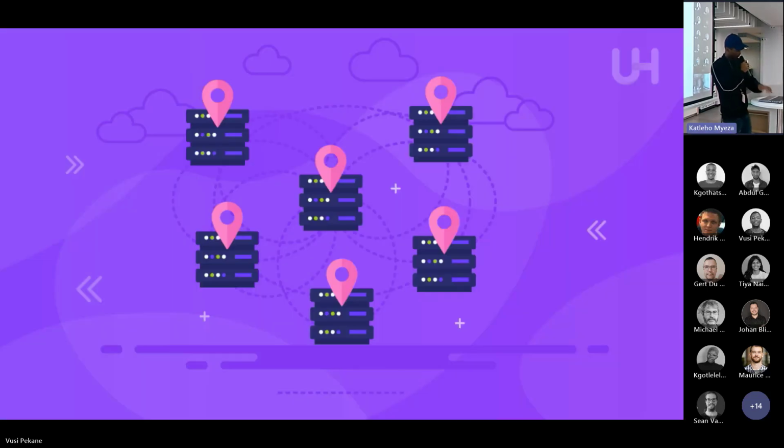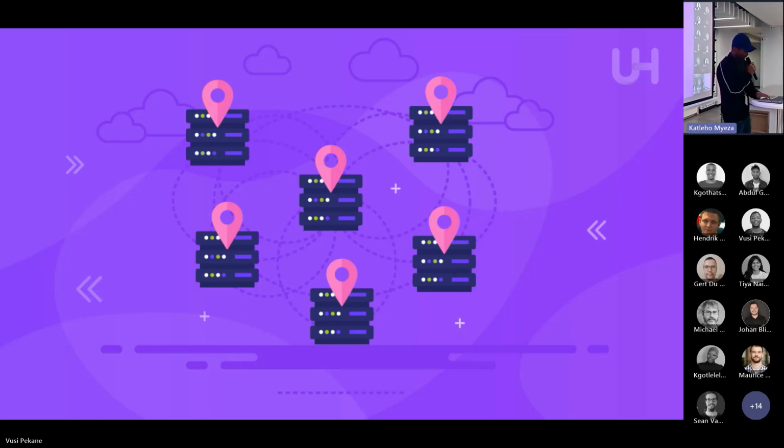We also have distributed cloud storage, which combines the benefits of cloud computing with decentralization. Unlike traditional cloud storage, where data is stored in a centralized server, distributed cloud storage disperses data across a network of nodes, ensuring redundancy and fault tolerance.